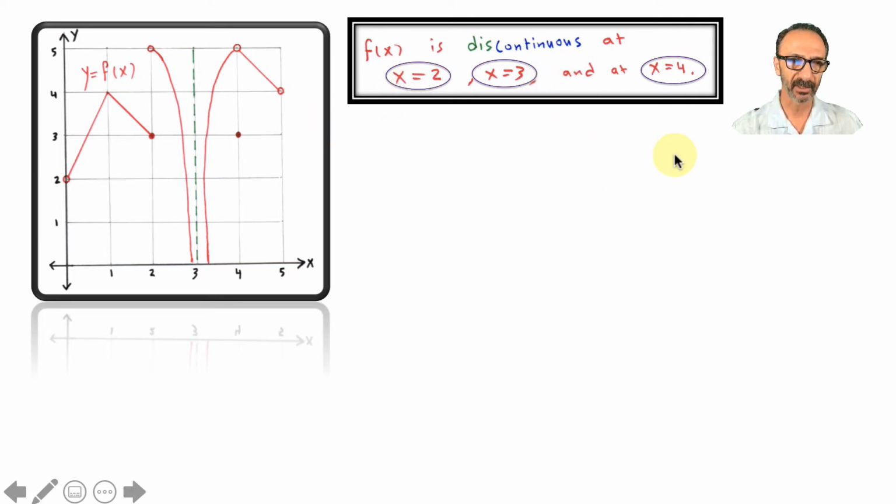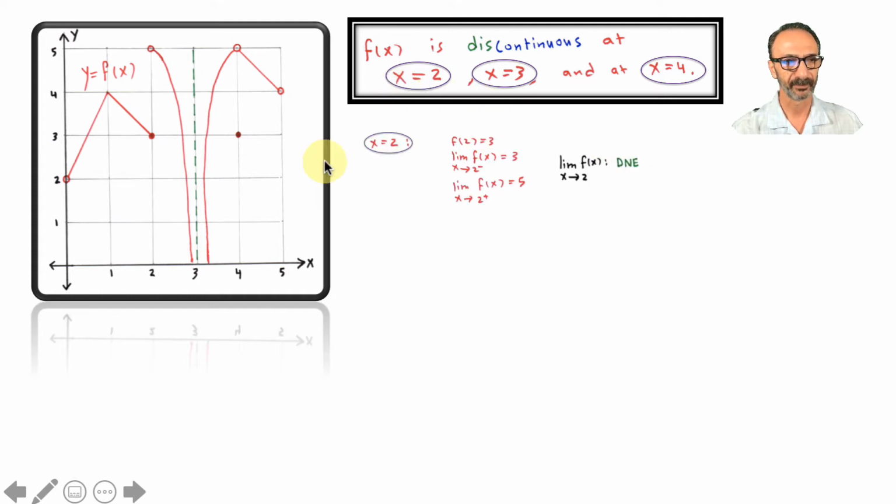Remember the checklist 1, 2, 3? We're going to decide for each one what's happening. Is it mainly the concern about step 1 or 2 or 3 from the checklist? So let's look at x equals 2. When x equals 2, I could see it's defined. I could see the limit from the left is the same, but the limit from the right is higher at 5.